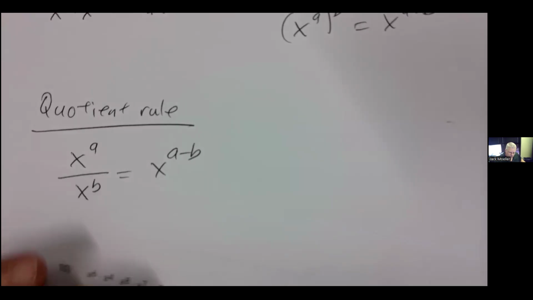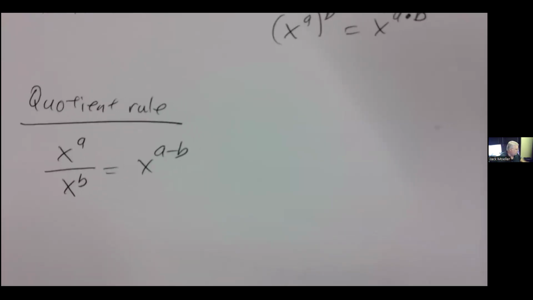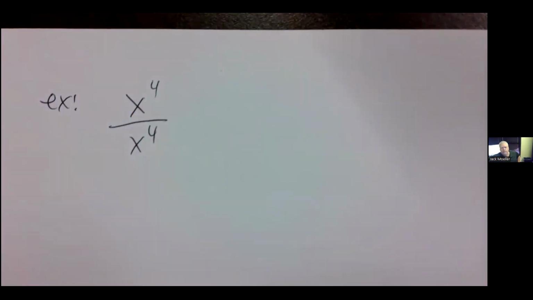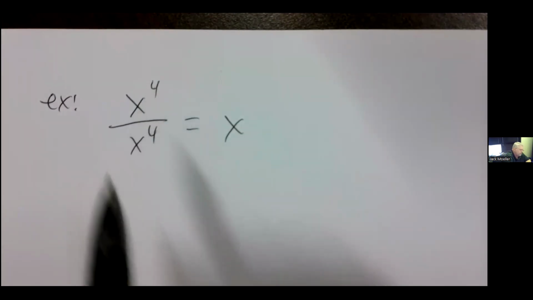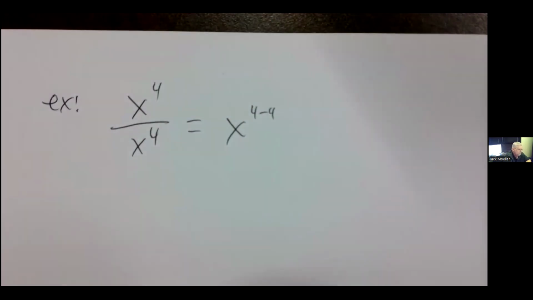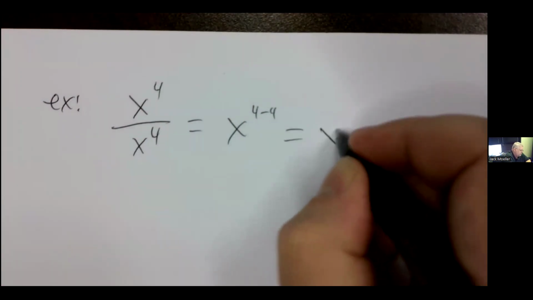Okay, so once again, I need to go kind of off track on my rules. This is not on the paper. The next several are not going to be on the paper. What if I give you x to the fourth divided by x to the fourth? Well, let's do the quotient rule on this. The quotient rule says when you're dividing your variables, you do the top exponent minus the bottom exponent. So we're going to do 4 minus 4, which is 0.